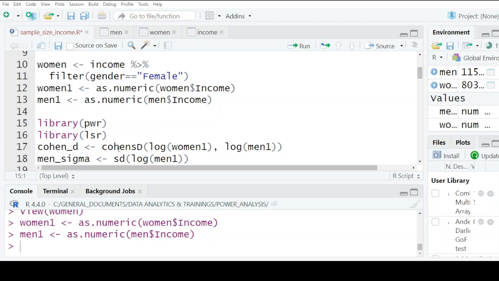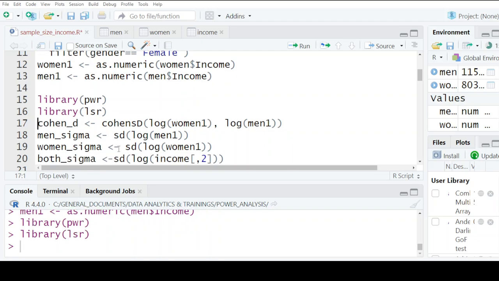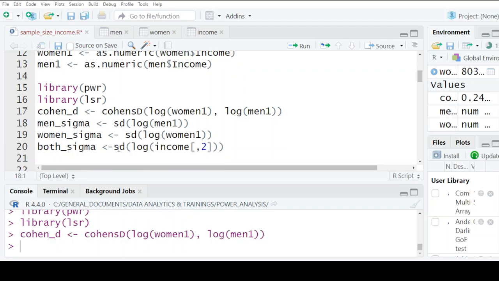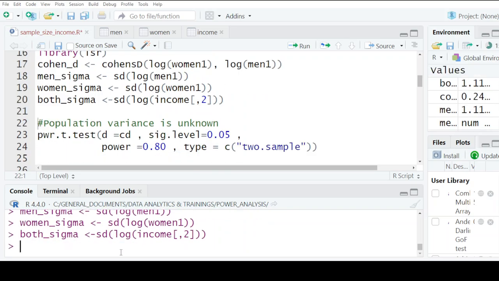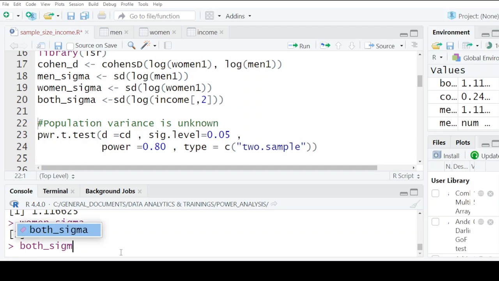That will help me to do two things. One, I'll be able to estimate the Cohen D value for the log of the men and the log of the women. I'll also be able to compute the standard deviation. I have two libraries that I'm going to use, the PWR and the LSR. If I do that, I'm able to estimate the Cohen D value, which you can view down here. The Cohen D value that we have is 0.244. I can get the mean standard deviation because I require that. That is 1.1166. I can do the same for the women. It's 1.096. And I can also get the standard deviation for the two put together.